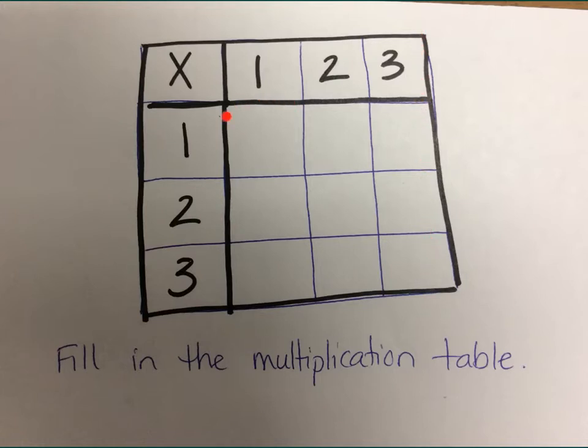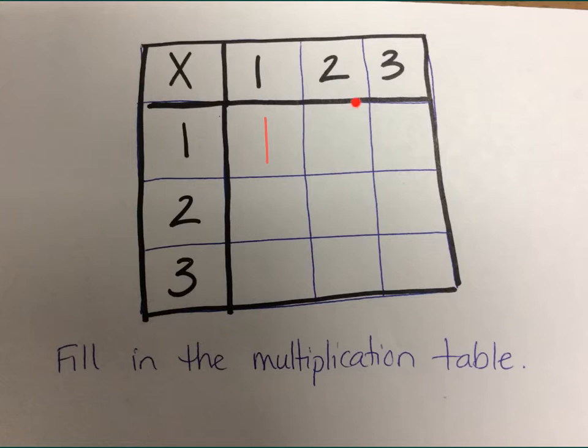So when I look to find a missing number, I'm going to multiply the two factors, the factor for the row and the factor for the column. So if we look here at this missing box, it's in row 1 and column 1. That tells me I'm going to multiply 1 times 1. And I know that 1 times 1 is 1.